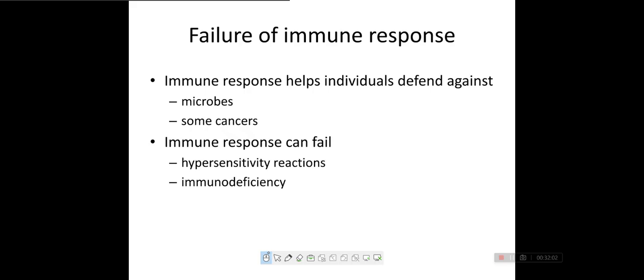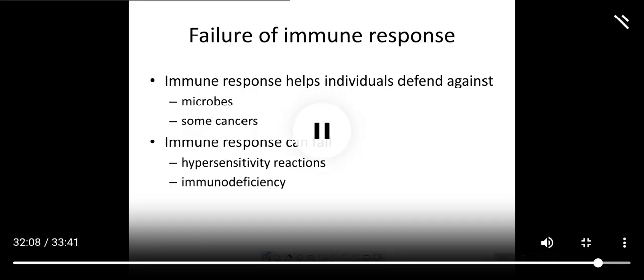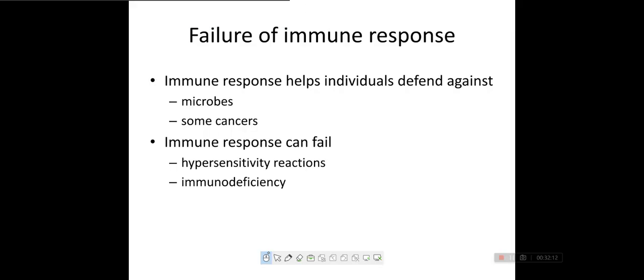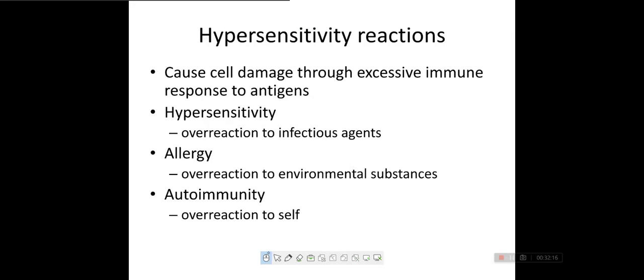Failure of immune response. The immune response helps the individual defend against microbes, but the immune response can fail, as in some cancers. Failures include hypersensitivity reactions and immunodeficiency. Hypersensitivity reactions cause cell damage through excessive immune response to an antigen. Hypersensitivity includes overreaction to infectious agents, allergy, and autoimmunity. Clear?